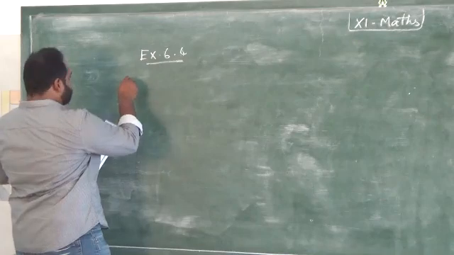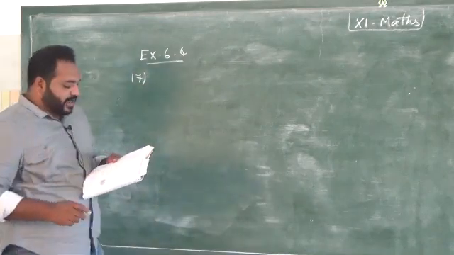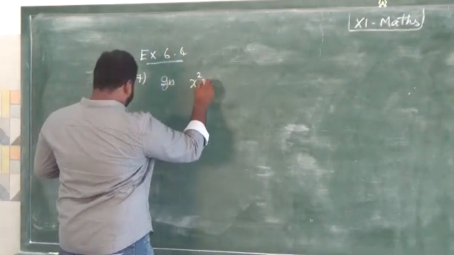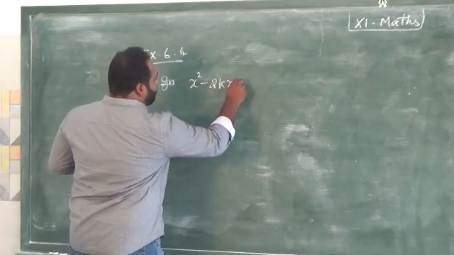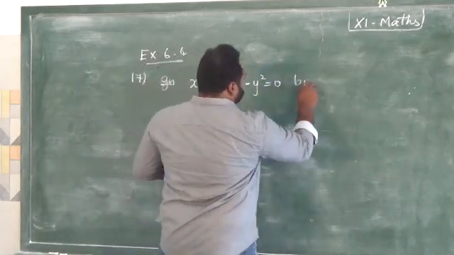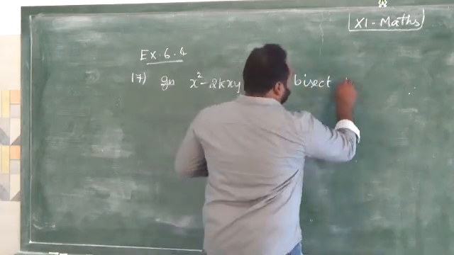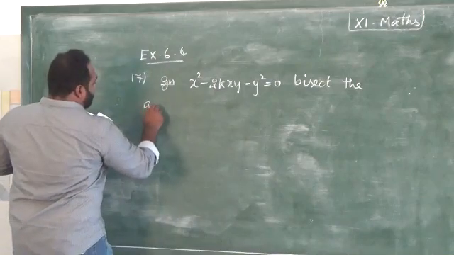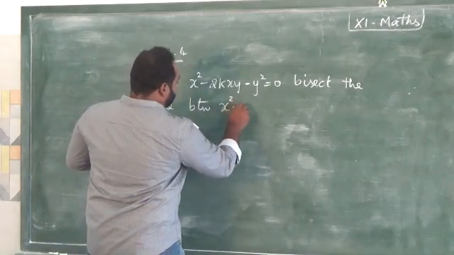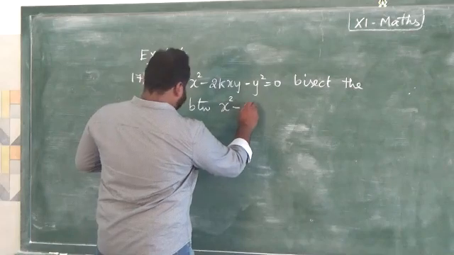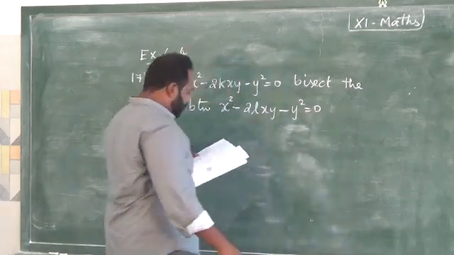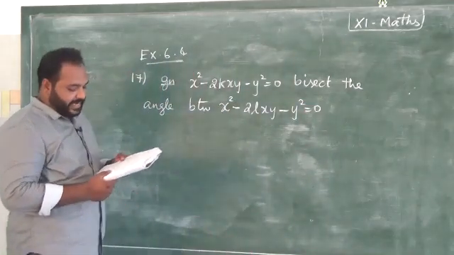Today we are going to see exercise 6.4, problem number 17. If the pair of straight lines x square minus 2kxy minus y square equal to 0 bisect the angle between x square minus 2lxy minus y square equal to 0, show that the latter pair also bisects the angle between the former.